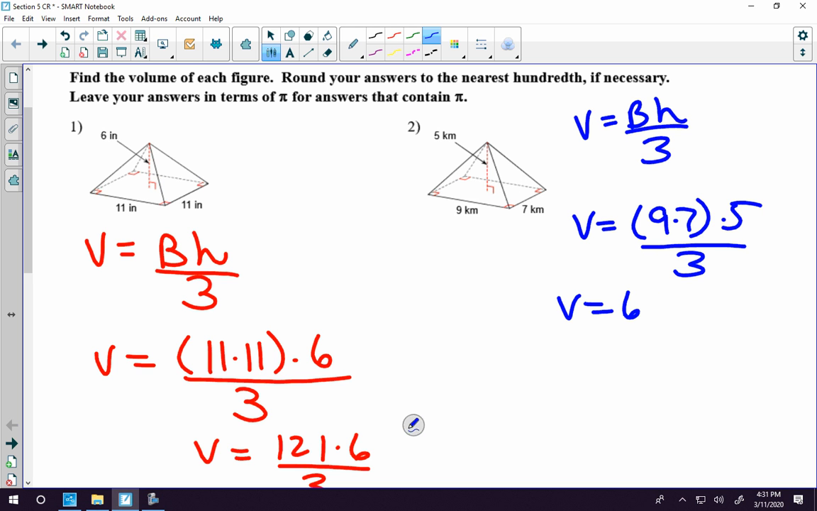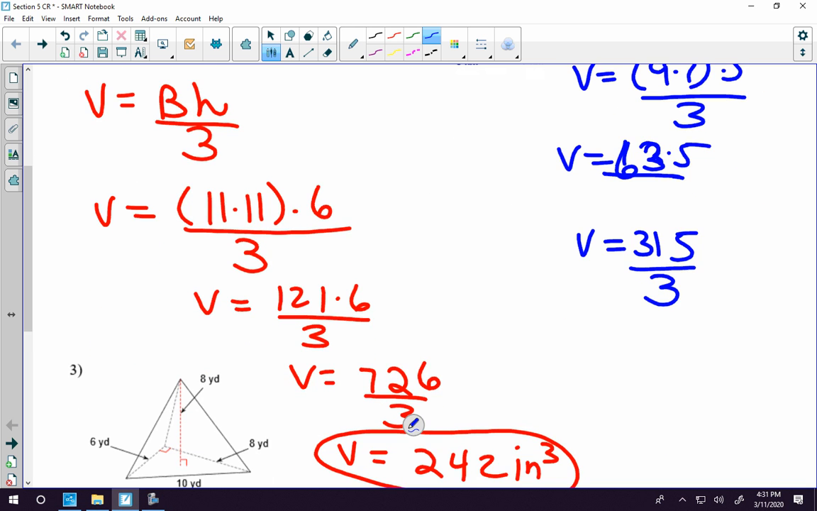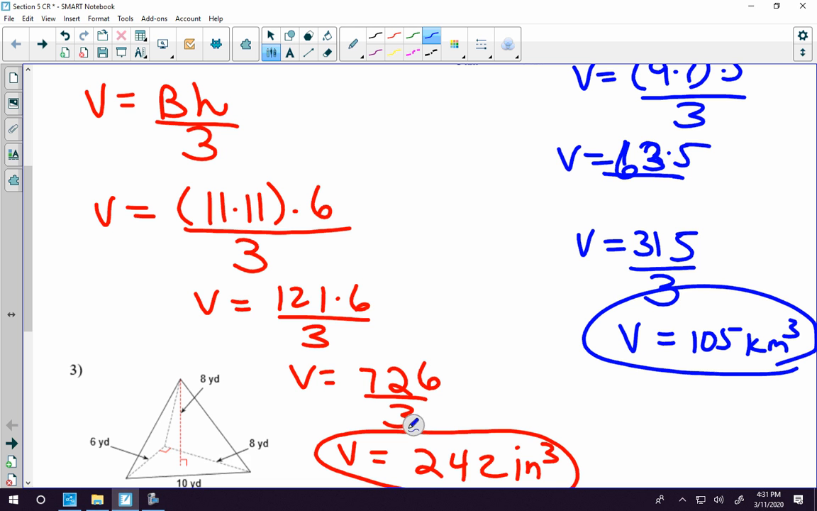9 times 7 is 63. So we got 63 times 5 divided by 3. 63 times 5 is 315 divided by 3. I apologize, I'm not sure why I wrote divided by 5 right here, but I'm falling asleep. So we got 315, a third of that. Okay, so our volume is going to be 105 cubic kilometers. So the volume in number 2 is going to be 105 cubic kilometers.